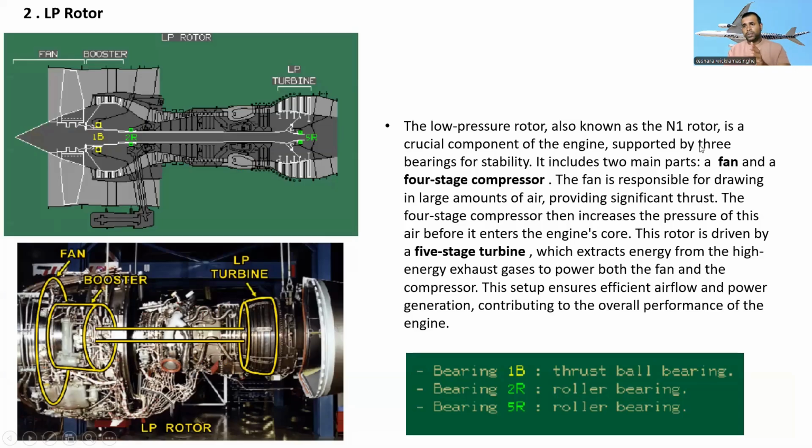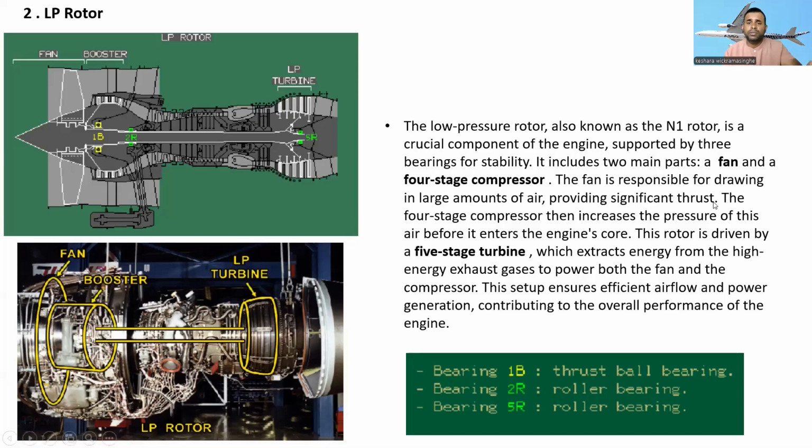In this engine, the low pressure rotor, which we named the N1 rotor, is a crucial component of the engine, supported by 3 bearings for stability. It includes 2 main parts. What are they? The fan and the 4-stage compressor.